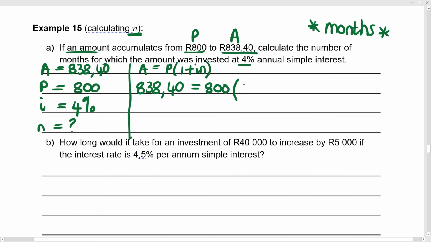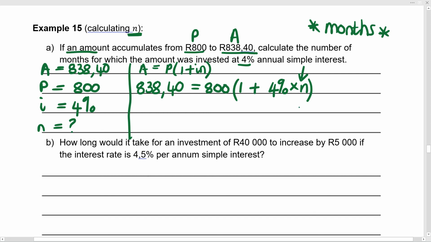P is the 800, and then I'm going to say 1 plus I, which is my 4%, and N is the unknown. I'm putting a times there. Same story. I'm going to divide by the 800 on both sides because my unknown is n, and I need to get n by itself, which is actually very similar to getting I by itself because those guys are attached by multiplication. Okay, so let's work on our calculators and let's work with the calculator screen.